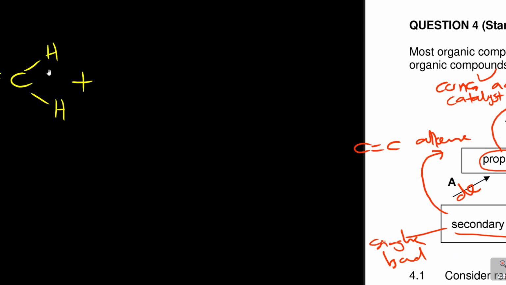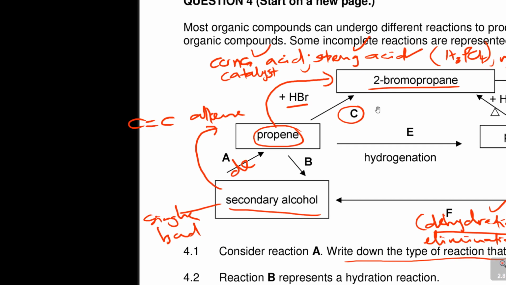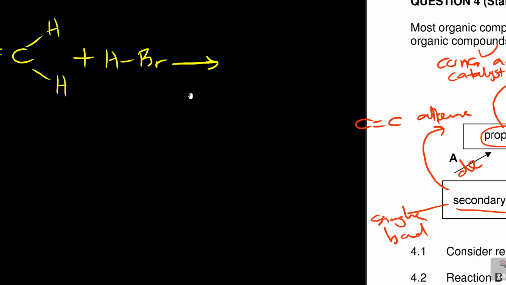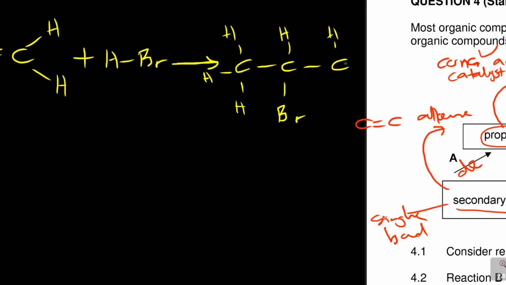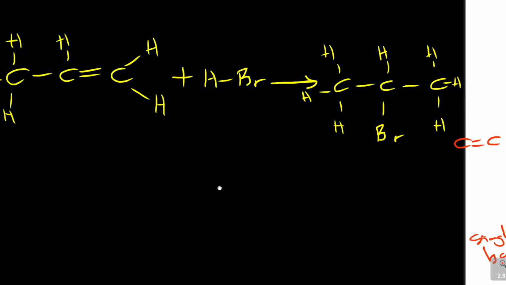HBr. Okay, so please, structural formula HBr, you see, and then what do we get? We are saying 2-bromopropane, so this becomes 1, 2, 3. There you have 2-bromo. That's it. 2-bromopropane, guys. There is the reaction.